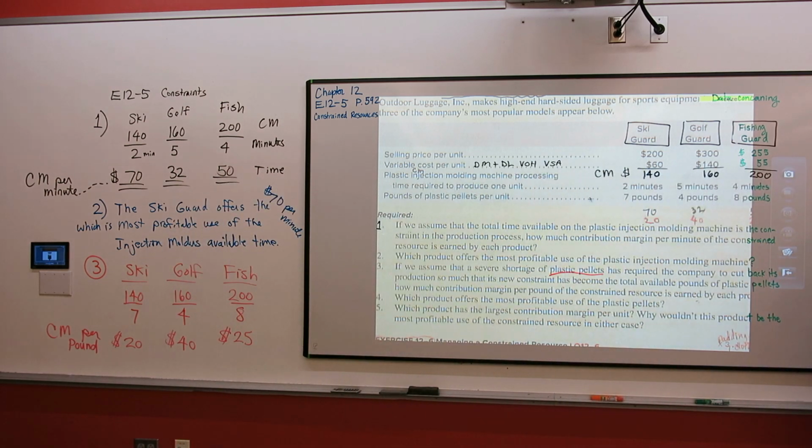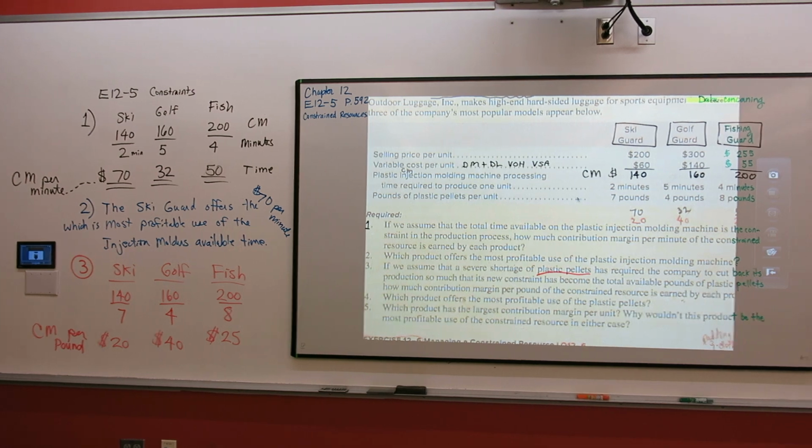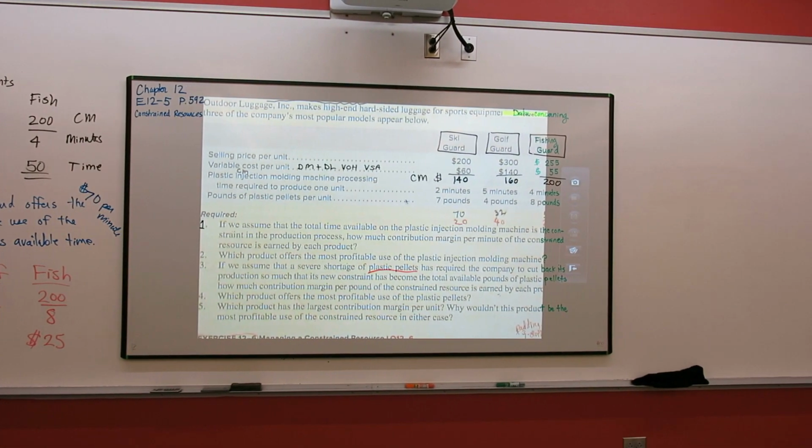I'll change the camera angle in just a minute. I know you can't see over here. Let's swing it back. Got to get some clean board space.